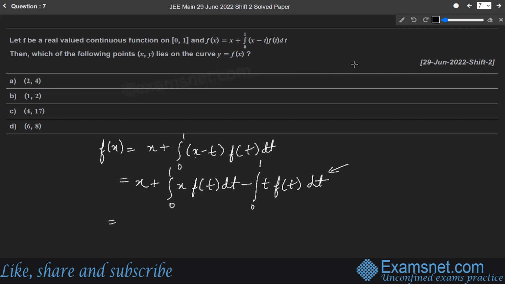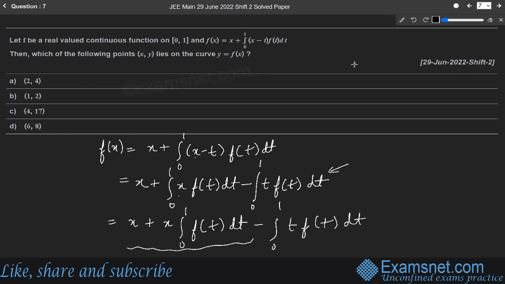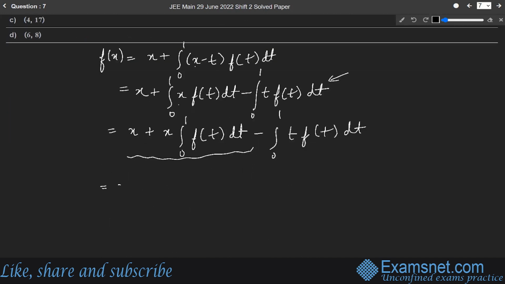So the first term is x plus integral of 0 to 1 x into f of t dt. Since the variable of integration is t, x will be constant, so x will come out: integral of 0 to 1 f of t dt minus integral of 0 to 1 t into f of t dt. Now you can see that x is common in the first two terms, so let us take x common. When we take x common, the remaining terms will be 1 plus integral of 0 to 1 f of t dt, minus integral of 0 to 1 t into f of t dt, right?